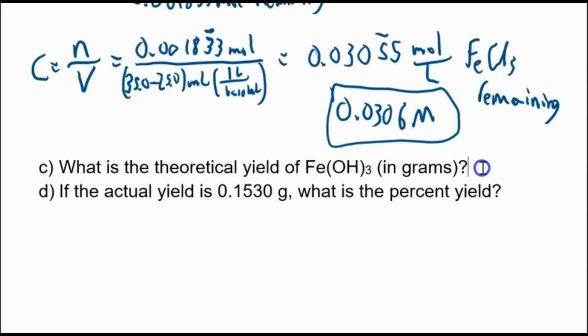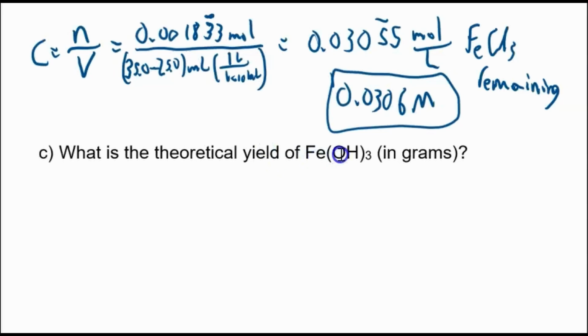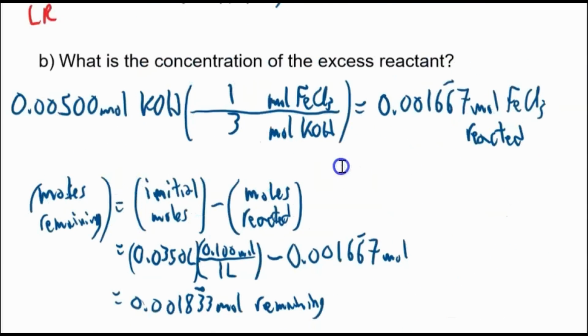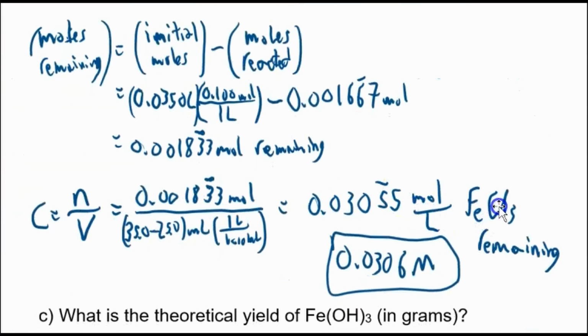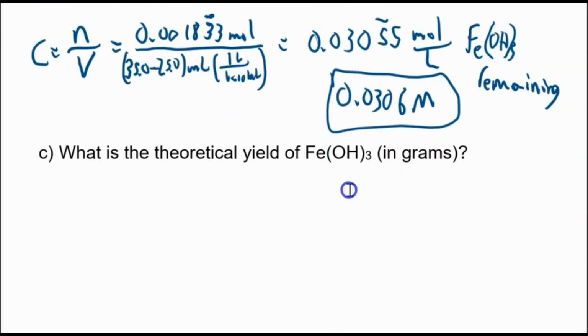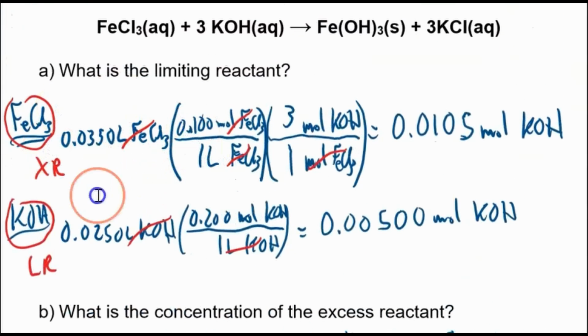So I know these questions are kind of long, but there's not really much way around it. What is the theoretical yield of, oh, we're not making this. FeCl3 should be Fe(OH)3. There we go. Okay, life is good. What's the theoretical yield? Okay, so the theoretical yield is based on the limiting reactant. And when we determine the limiting reactant this way, we're using this method, we don't know what the theoretical yield is.